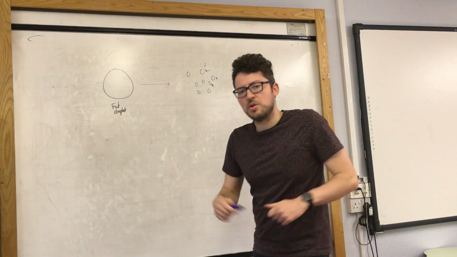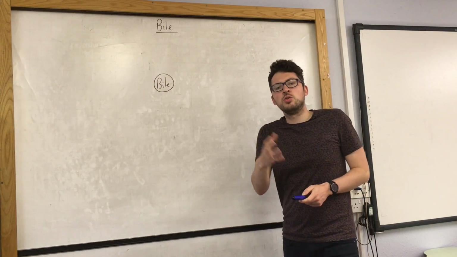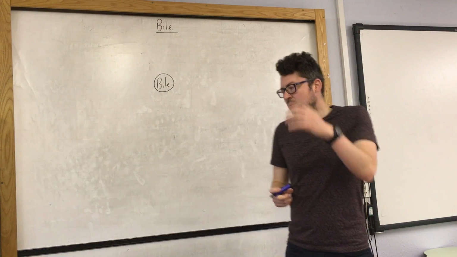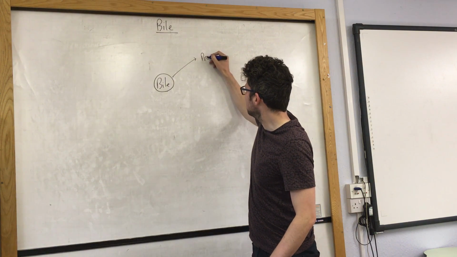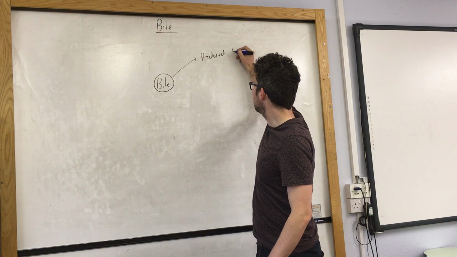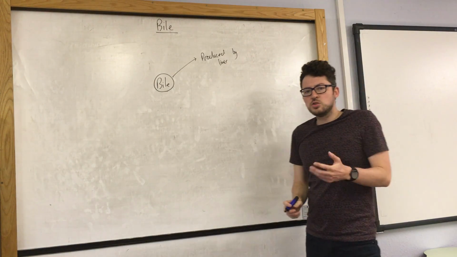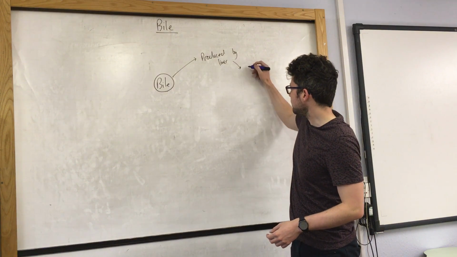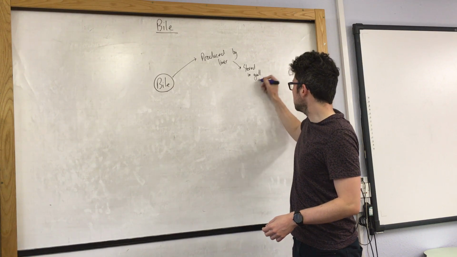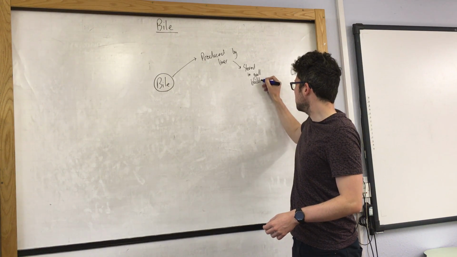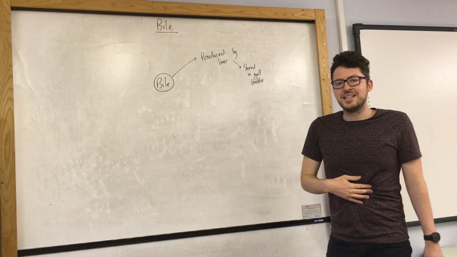So I'm going to go through the function of bile. You need to know where it's produced, how it's stored, when it's released, etc. So bile is produced by the liver and is then stored in the gallbladder. So that is the start of bile. Produced by the liver and then stored in the gallbladder.